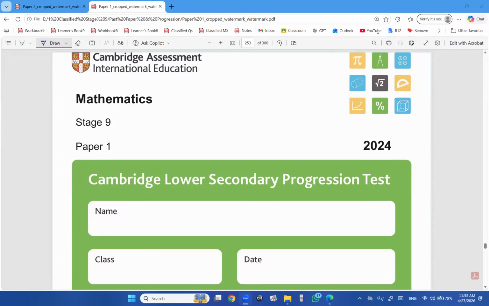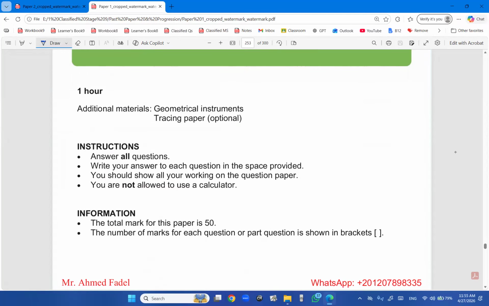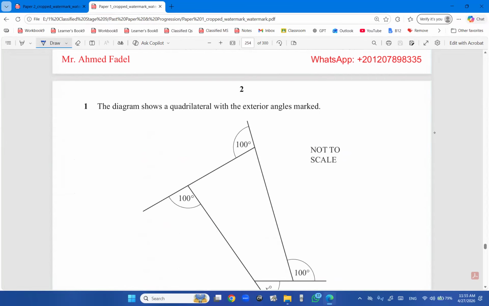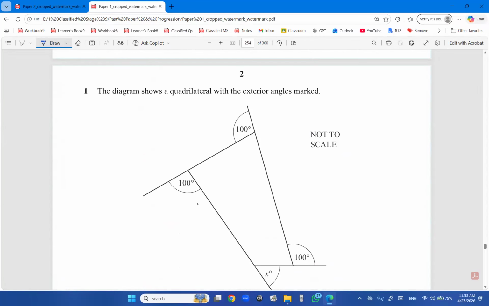In the Progression Exam 2024, paper 1, the first question says: the diagram shows a quadrilateral with the exterior angles marked as follows. This is a quadrilateral, so it has four exterior angles. I got one over here, which is 100, and this is the second, here is the third, and the fourth is missing. Because it's a quadrilateral, it has four sides, four interior angles, and four exterior angles.